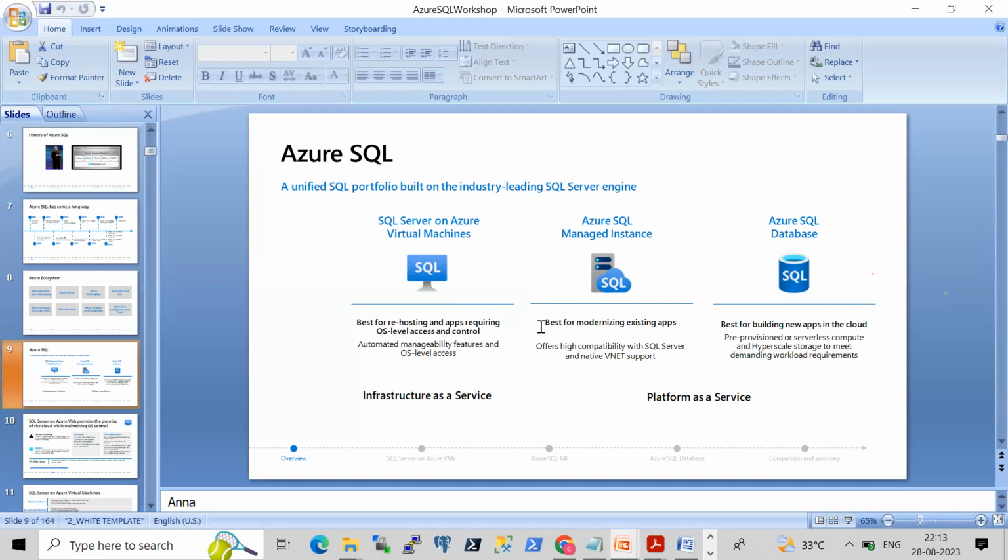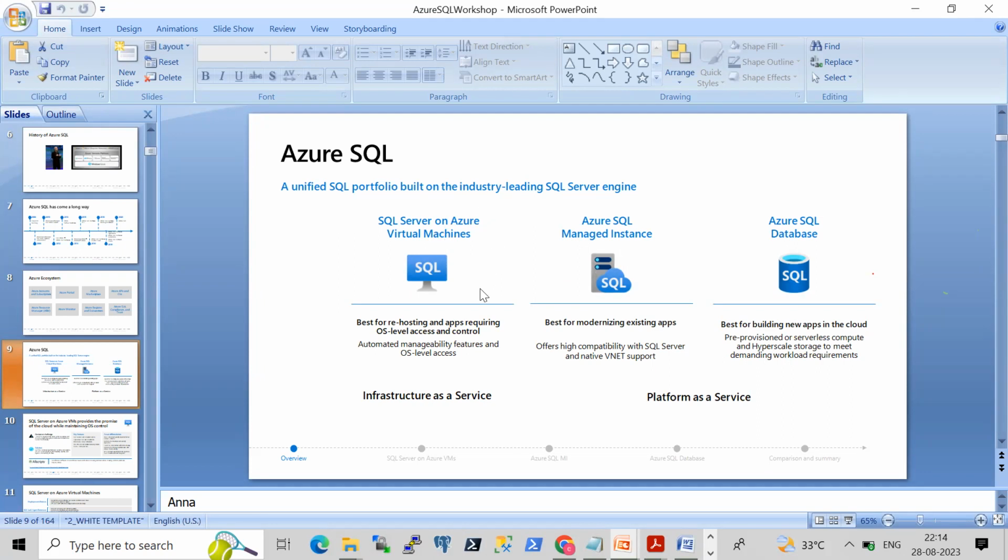And again, there are a few small differences. On MI, it supports only the DB engine. It doesn't support SSIS, SSAS, SSRS, at least not natively. There are other ways to achieve it. We will discuss that later. So if you have any dependencies with other components of SQL, it might be SSIS, SSRS, SSAS natively, then MI is not the right platform. You have to go with Azure VMs.